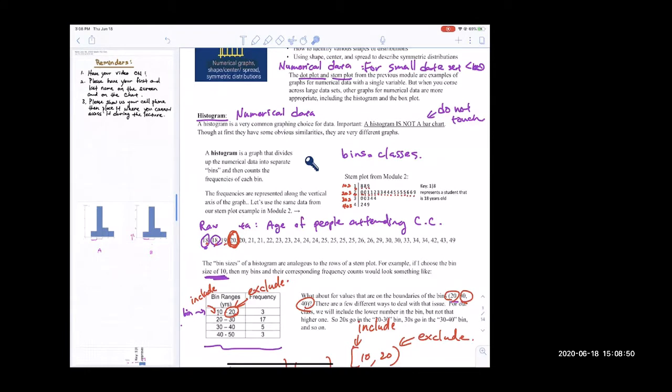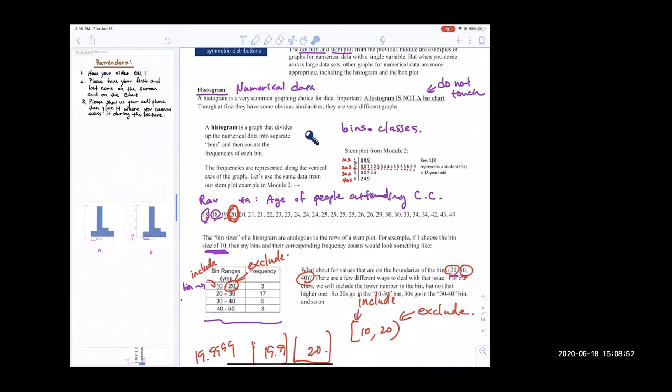Any question? Okay, histogram is a graph that divides up the numerical data into separate bins. We usually call them bins; in other books, they also use the same terminology, called classes. Okay. So far so good. Okay. So histogram is a graph that divides up the numerical data into separate bins and then counts the frequency of each bin. So we want to figure out the frequency.